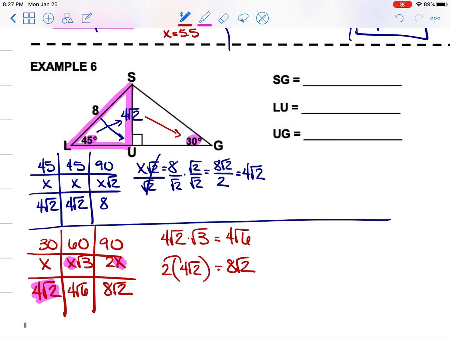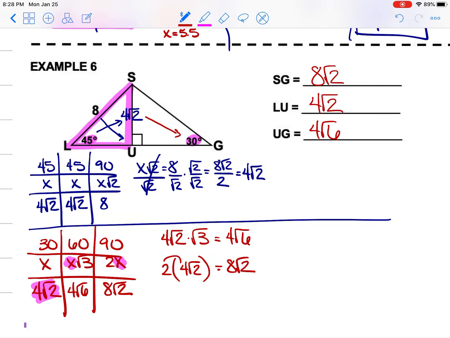SG is the hypotenuse in the 30, 60, 90, so we look under the 90 in our 30, 60, 90, and that would be 8 square root of 2. LU is in our 45, 45 triangle, and that is a leg, so we know that it would be 4 square root of 2. And UG is across from the 60 in the 30, 60, 90, and so it is 4 square root of 6.